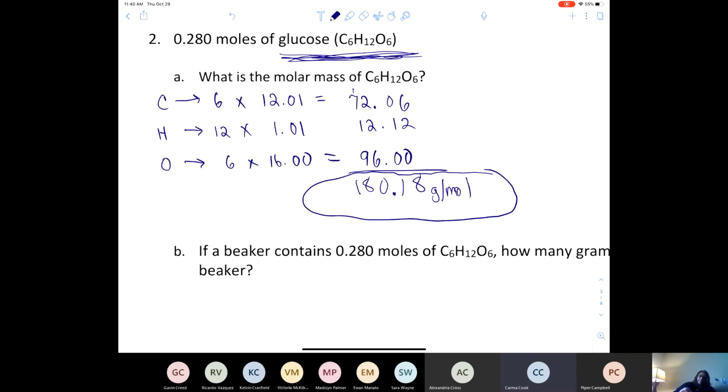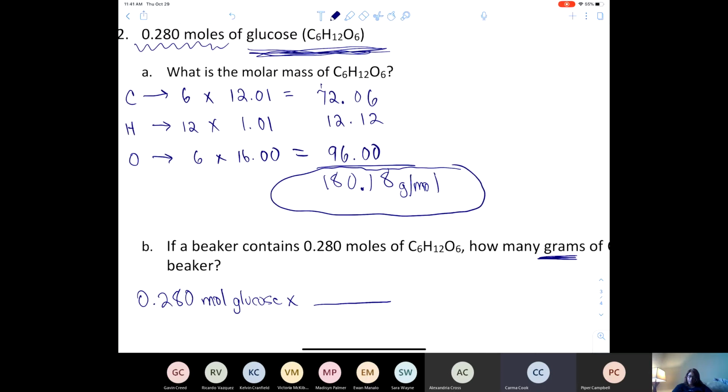Now that we know the molar mass, if we start out with 0.280 moles of glucose, we can convert those moles to grams. We want grams, we want to get rid of moles. And we need to use the molar mass of glucose for our conversion factor. The moles of glucose cancel. So take 180.18 and multiply by 0.280.